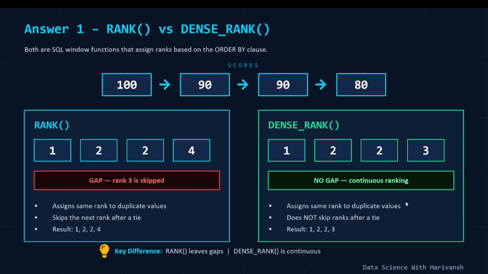This is similar to how sports rankings work. If two athletes tie for second place in a race, there is no third place winner, the next person is fourth. With dense rank, the ranking goes 1, 2, 2, 3. Here after the two students rank second, the next rank is 3 with no gap. Dense rank does not skip any ranks after a tie. It simply moves to the next consecutive rank regardless of how many rows shared the previous rank. The ranking is always continuous and unbroken.